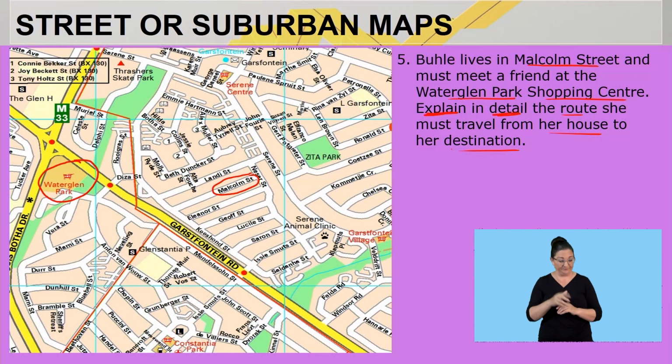So what will happen now? We can say she must travel down Malcolm Street in a westerly direction, slightly southwesterly, right? So either we say travel west on Malcolm Street, we agree.